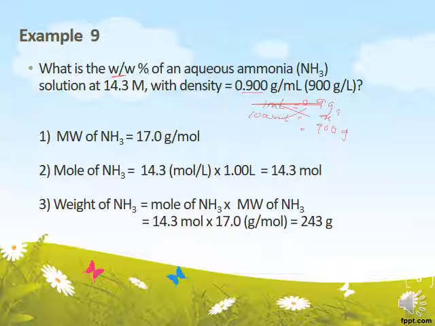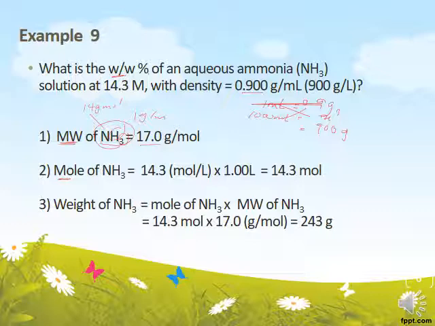So how to solve this question? First find the molar mass, the molecular weight of ammonia. Refer to the periodic table. Nitrogen is 14 gram per mole. Hydrogen is 1 gram per mole. Because there are 3 hydrogen here, the total is 17 gram per mole. Now why do we need to find molar mass? Because we need to find mole. Remember one of the formulas I asked you to memorize.